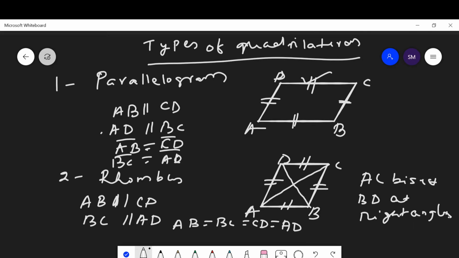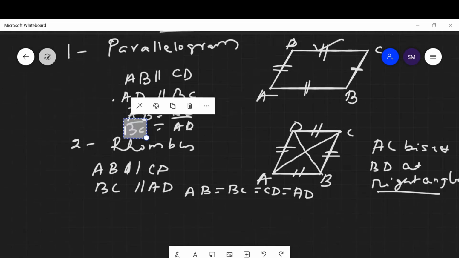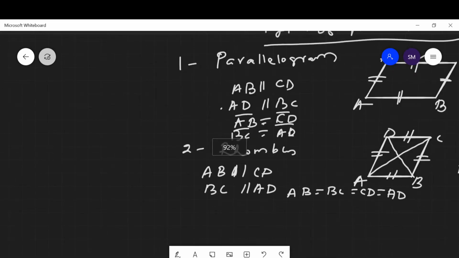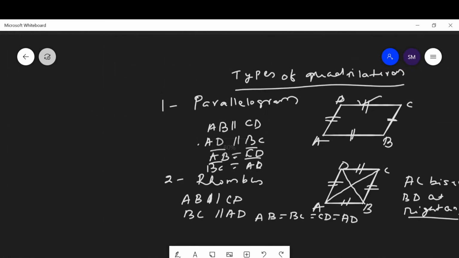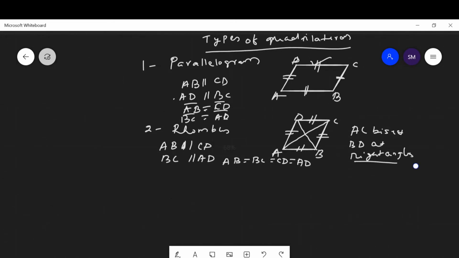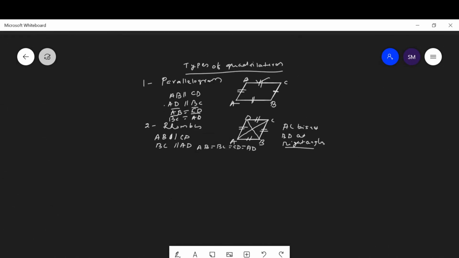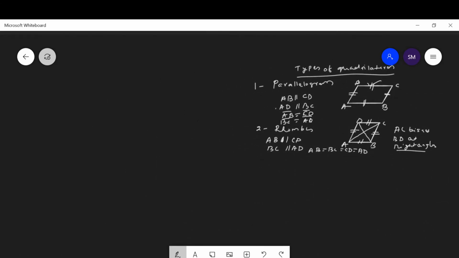Okay, then now let us keep it here. Now let us discuss some more types of parallelograms. Keep it here, look at here. Concise it and keep it here. If I use the next page, then it will be difficult for you to recall.